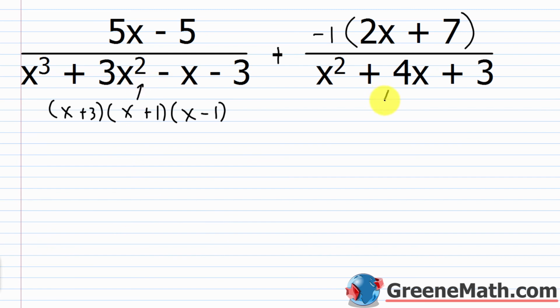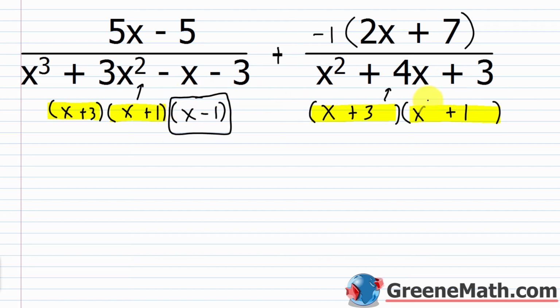Now to factor this denominator, I'm going to set this up as the product of two binomials. I'll put x here and x here. And then I want two integers whose sum is 4 and whose product is 3. So we know that would be plus 3 and plus 1. Now, I have over here x plus 3 and x plus 1. So those are common to each. So really all I'm missing is this x minus 1 over here.